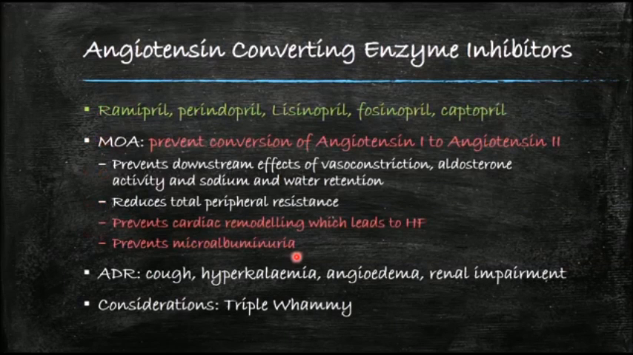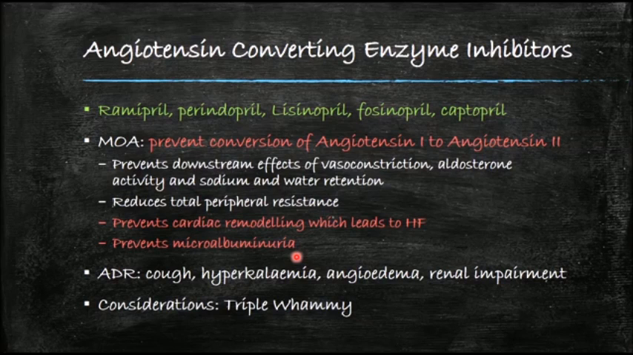Your ACE inhibitors are the ones that end in pril, and they prevent the conversion of ACE1 to ACE2, which everyone knows. What you need to know is that they prevent cardiac remodeling, which leads to heart failure. So patients who've had heart attacks, or patients who are going into heart failure, you give them this drug because it literally prevents the heart from changing its shape. They also prevent microalbuminuria, which is a consequence of diabetes.